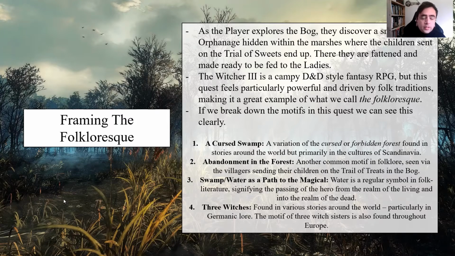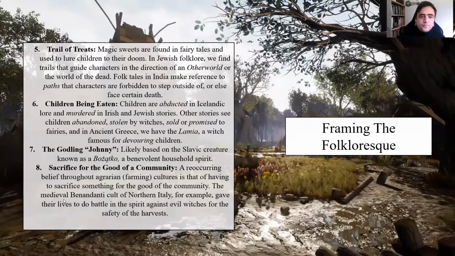Okay, number three, swamp or water as a path to the magical. So water is actually a regular symbol in folk literature. It typically signifies the passing of the hero from the realm of the living and into the realm of the dead. Number four, we have the three witches, again found in various stories around the world, particularly in Germanic lore this time. The motif of three witch sisters is also found throughout Europe.